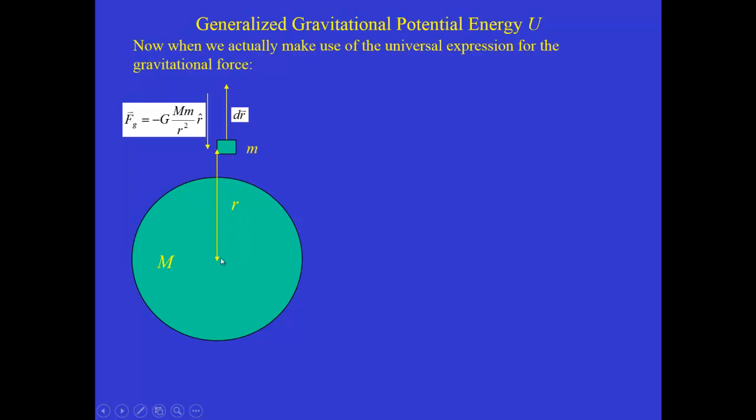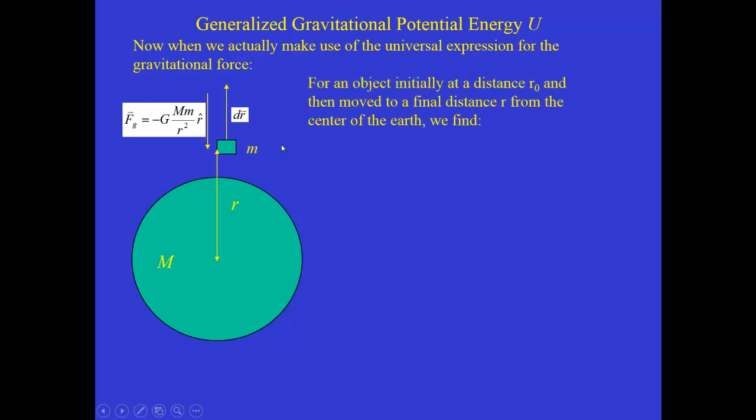R is being measured, if we're going to use the universal law of gravitation, from the center of the Earth. And notice here, since we want the force on the object that's at this distance r away, it's in the negative r hat direction. r hat is the unit vector that just points away from the center of the Earth. So for this mass, the r hat vector is pointing upward in this picture, and that means that the force is pulling down, so the force is in the negative r hat direction.